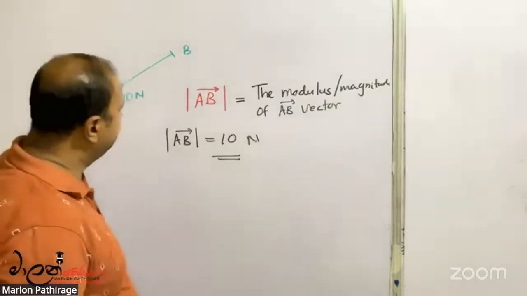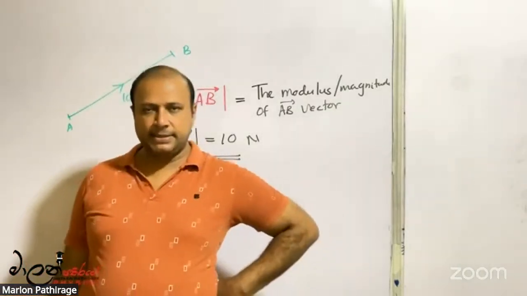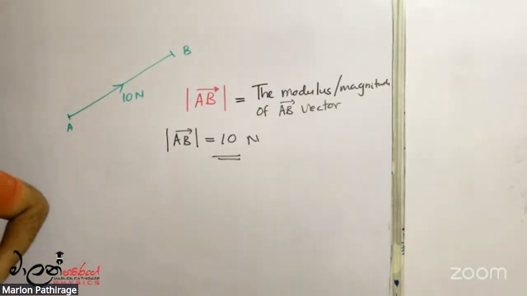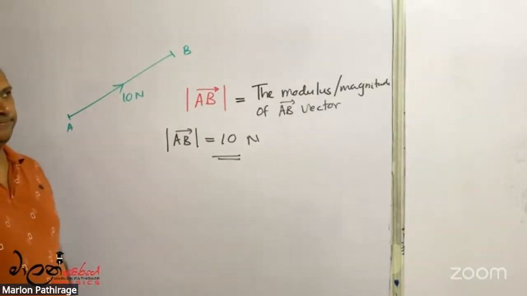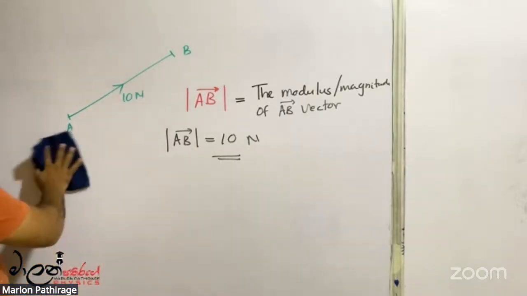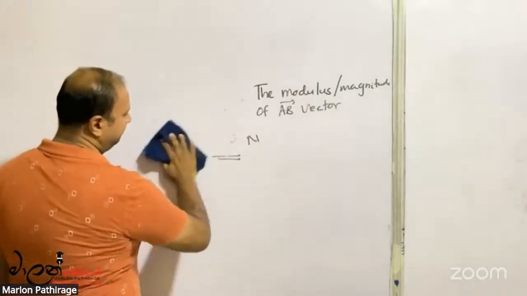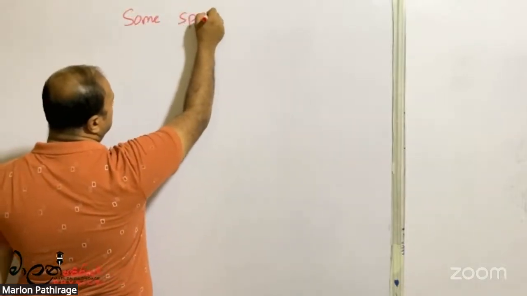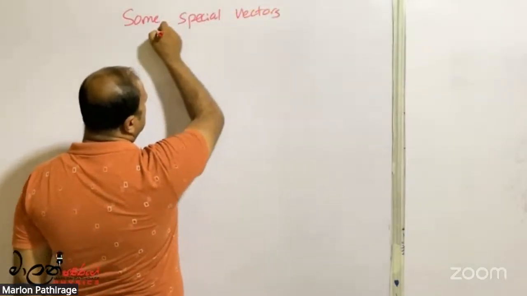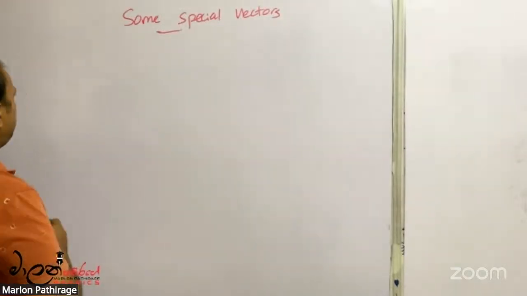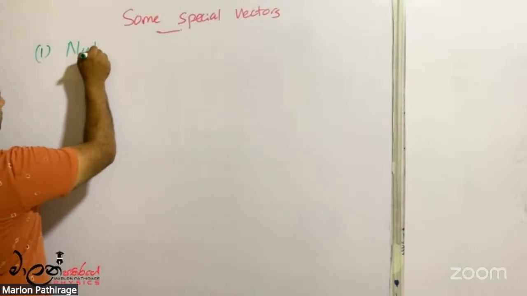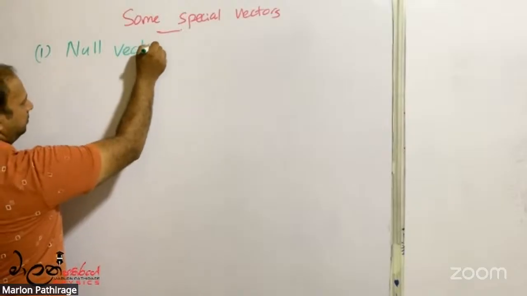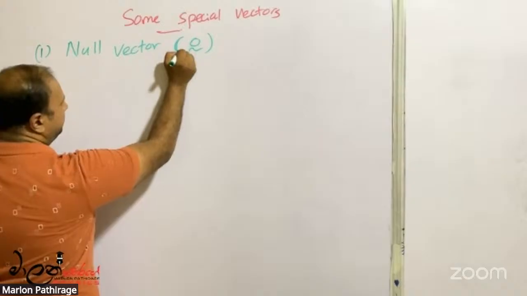Then write the next topic: some special vectors. Number one, the null vector. Okay, null vector. The symbol is this one.